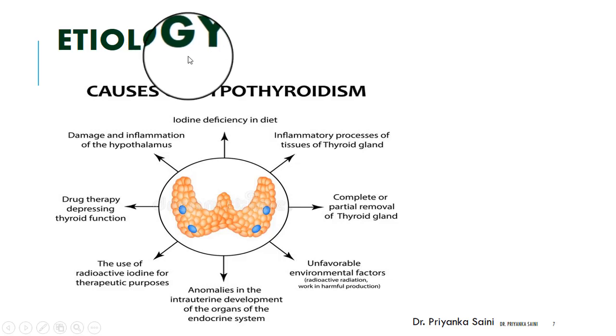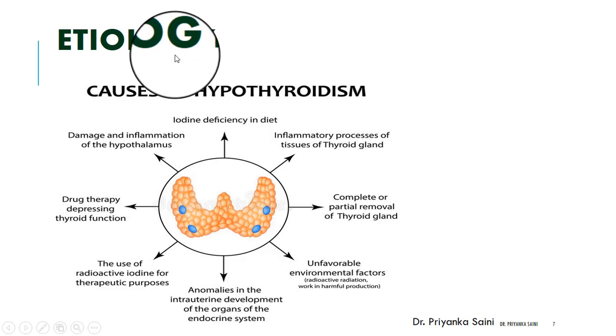A relatively rare cause of hypothyroidism is a failure of the pituitary gland to produce enough thyroid stimulating hormone, that is TSH. Another etiology is iodine deficiency, the trace mineral iodine found in our body. So this was all about the etiology, the basic causes of hypothyroidism.